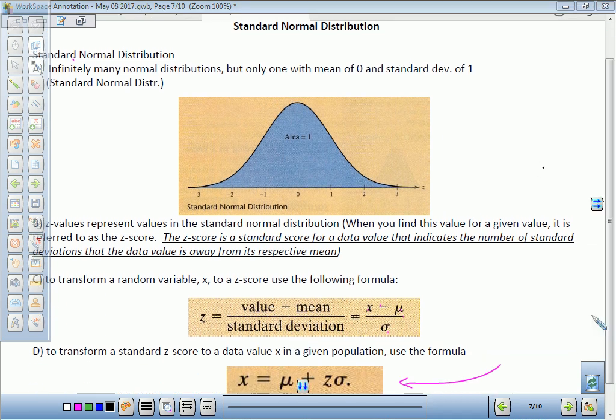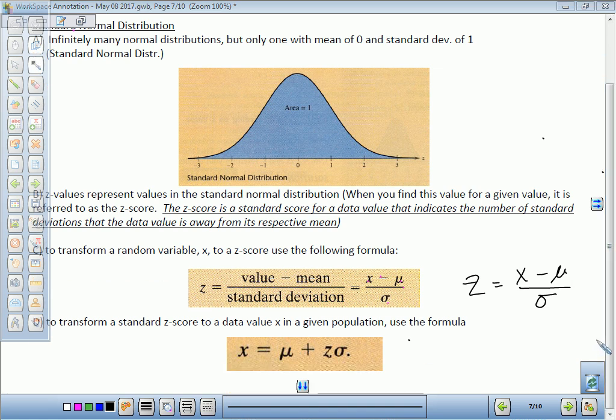So what we do to make those comparisons is we find the z-score. Now a z-score is that standard score for the data, and it indicates the number of standard deviations the data value is away from its mean. So this is the formula we need to know. Our z-score is the data minus the mean, divided by the standard deviation. Data minus mean, divide by standard deviation. And we're going to work on that today.